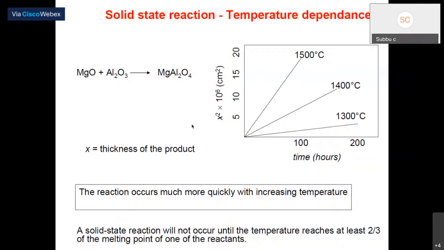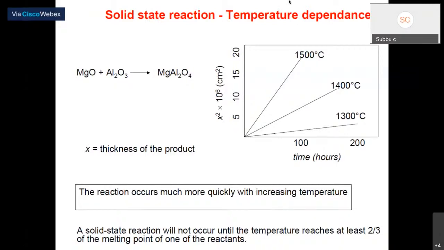Then you may ask, sir, how do I know whether I have to keep it at 1300, or 1400, or 1500? Why not 1600? What is the minimum temperature I need for the reaction? This follows something called Tammann's rule. That rule tells that if you have two reactants, reactant A has a melting point of 1000 degrees, and reactant B has a melting point of, for argument's sake, 800 degrees centigrade, then the minimum temperature needed for doing the reaction is 2/3 of the lowest melting temperature. That means you have 1000 degrees and, for argument's sake, I choose 1500 and 1000.